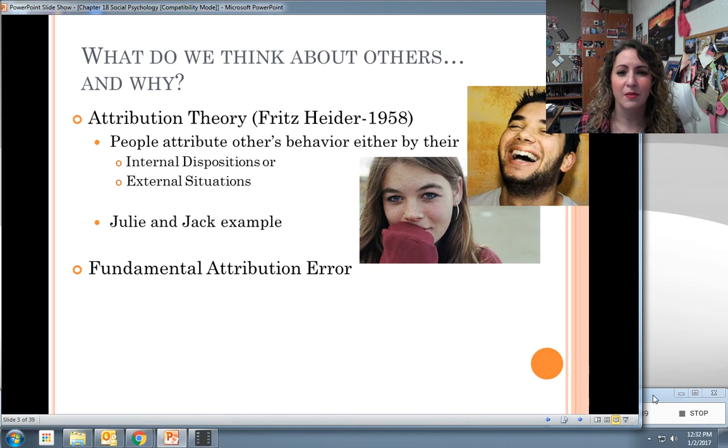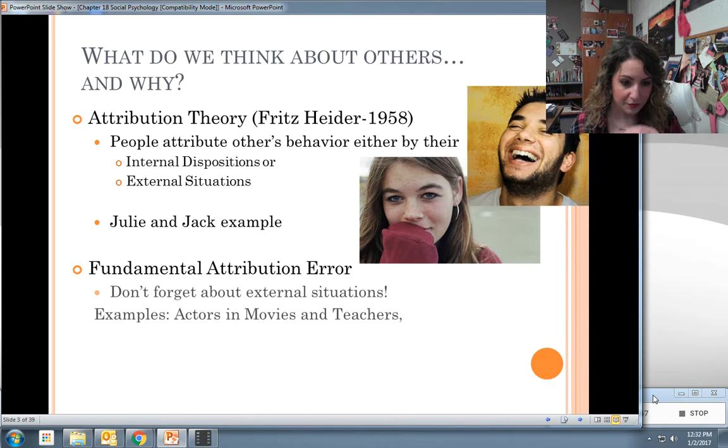So, we tend to make an error when we focus on people's internal dispositions and we completely forget about their external situations. So you just can't forget about the external situation that they're in. You don't know the environment that is causing them to behave in a certain way.